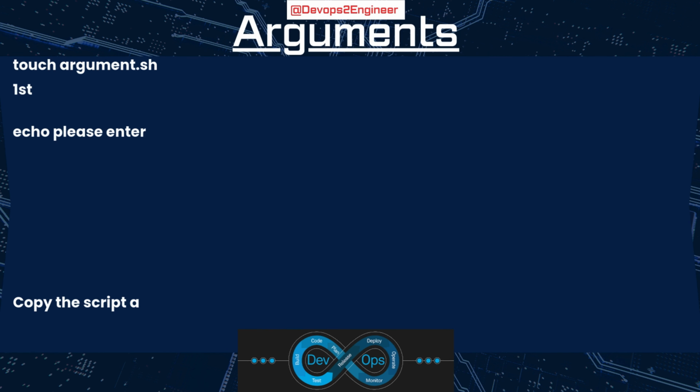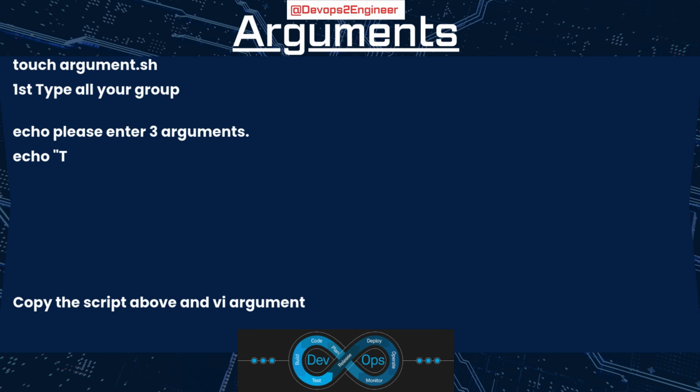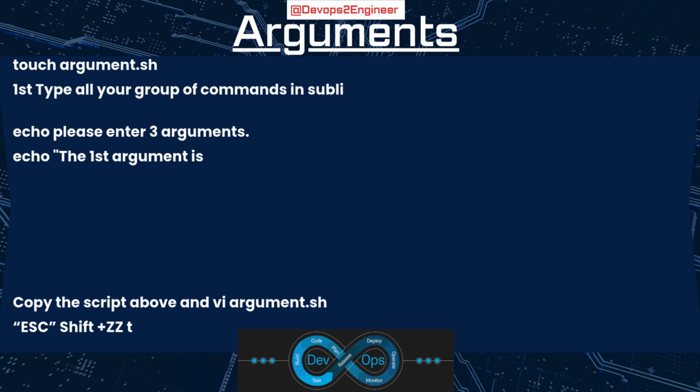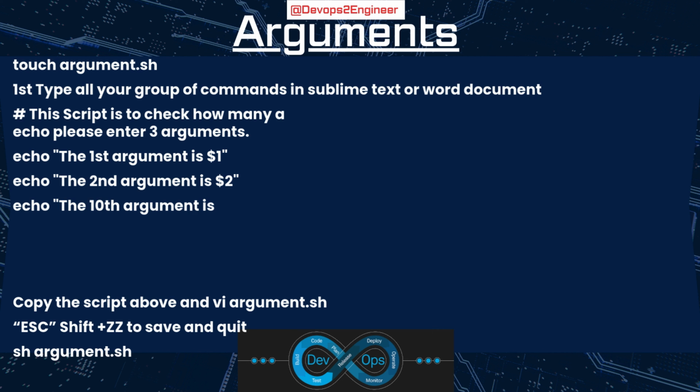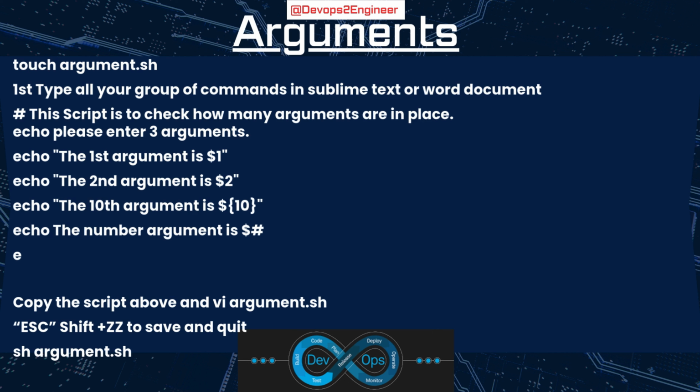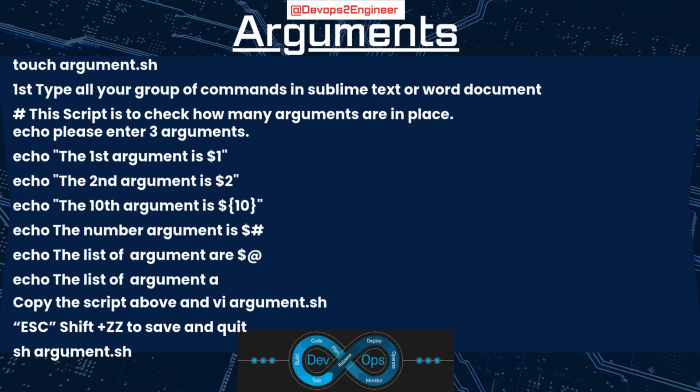Now, let's say we want to create a shell scripting file that identifies and counts how many arguments you've inputted. So we'll first do touch arguments.sh. And first, you write all these groups of commands in Sublime Text or Word document. Then you're going to echo, please enter 3 arguments. Once you've entered 3 arguments, it will say the first argument is $1, the second argument is $2, the 10th argument is $10 if you've included a 10th argument.